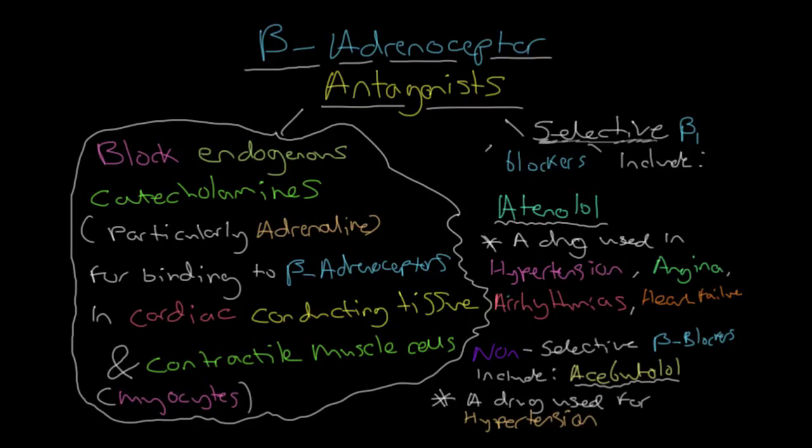Beta adrenoceptor antagonists, or blockers as they're commonly termed, are used in the treatment of stress-related pathologies such as hypertension, angina pectoris, and heart failure. Early drug examples tended to be mixed beta-1 and beta-2 blockers and had a high side effect profile. An example of this is propranolol.